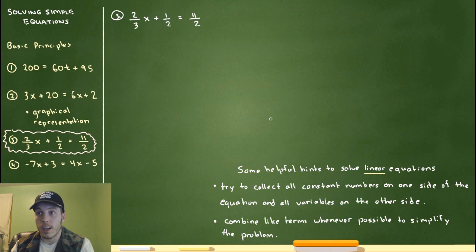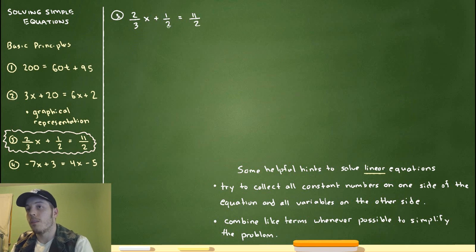We want to try to collect all constant numbers on one side. So the numbers 1/2 and 11/2, those are constant numbers. So I'm going to try to move those onto the same side. Oh, what are the directions here? Solve for x. I forgot to write that in. We want to solve for x here.